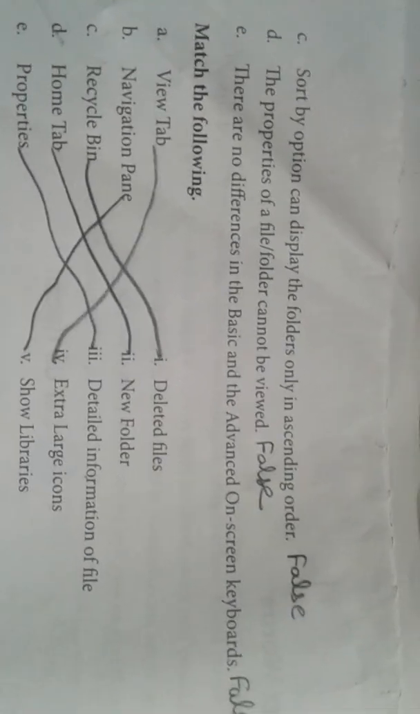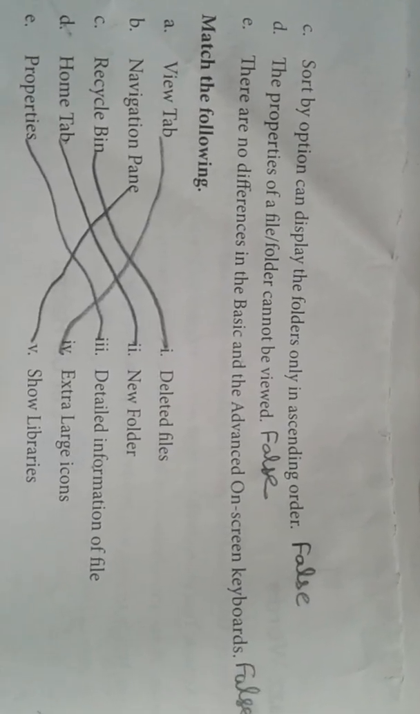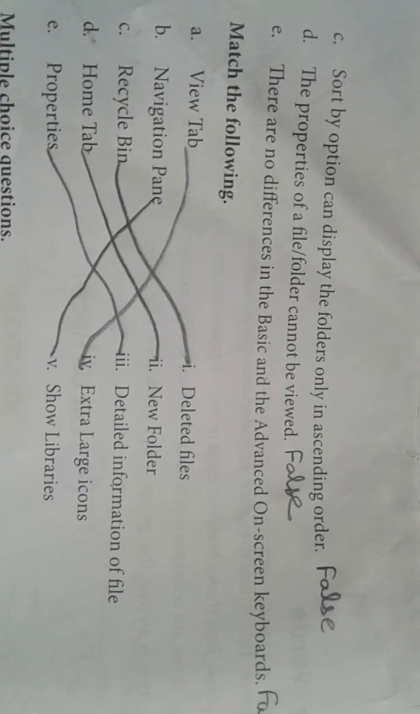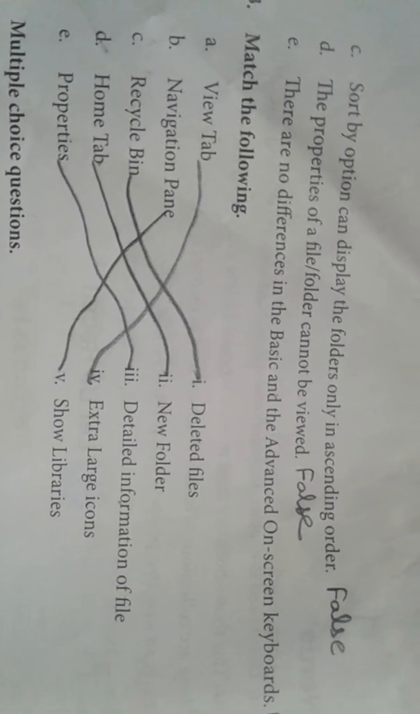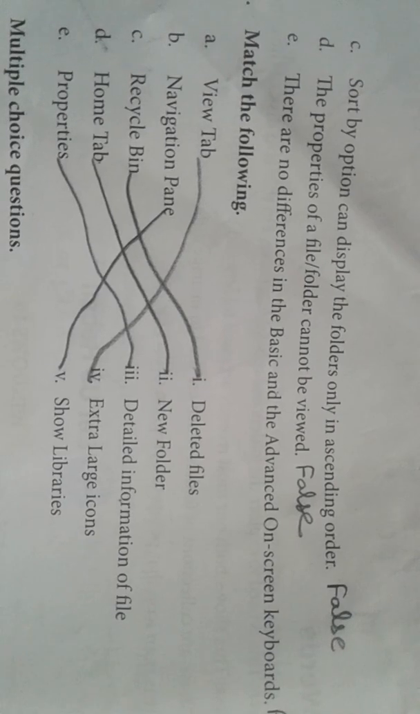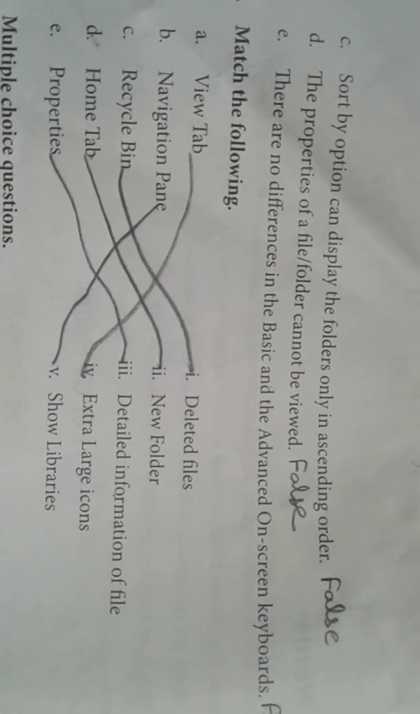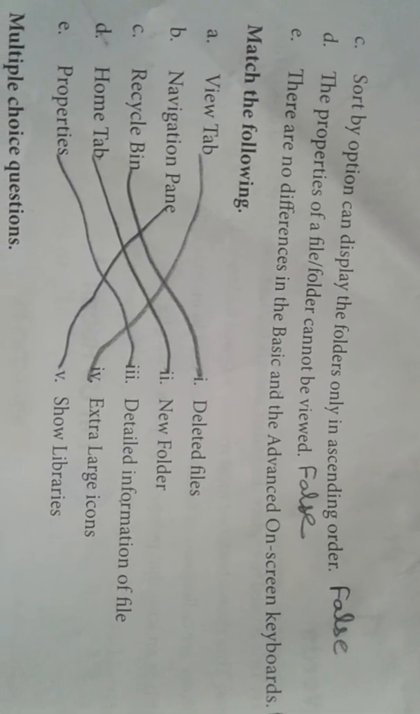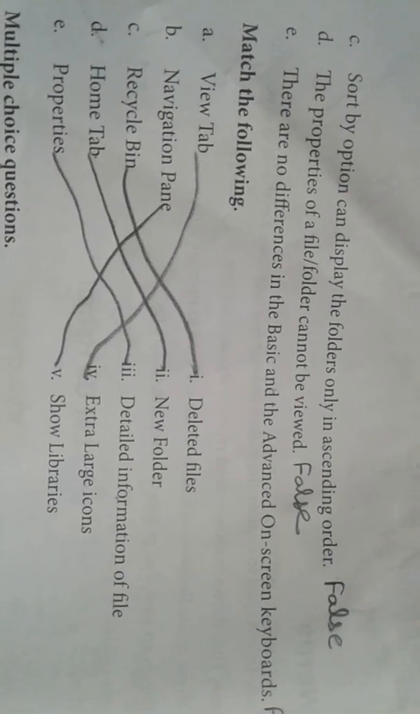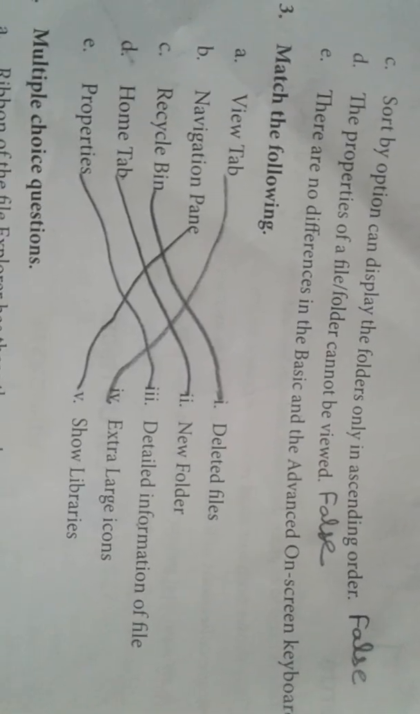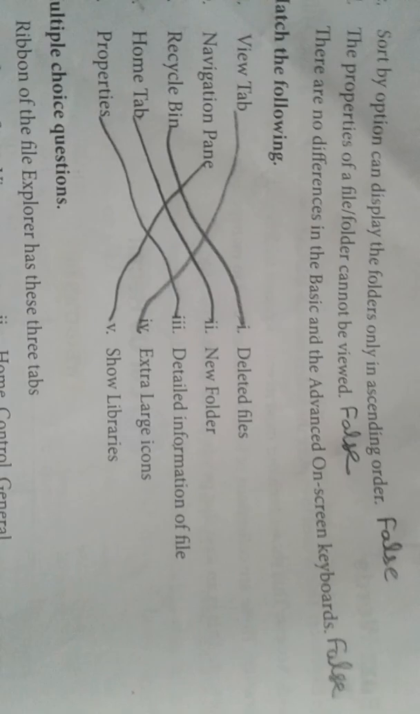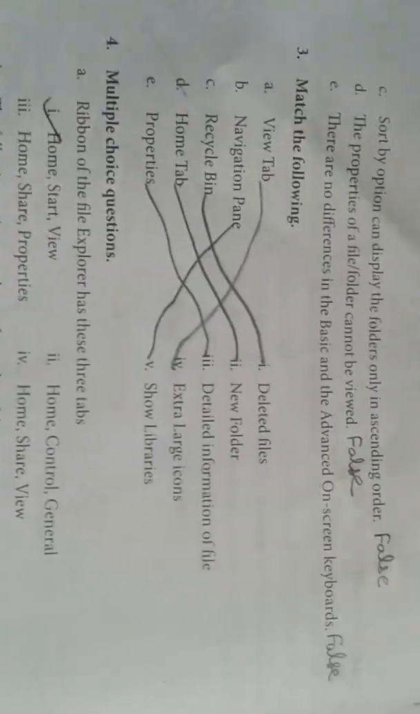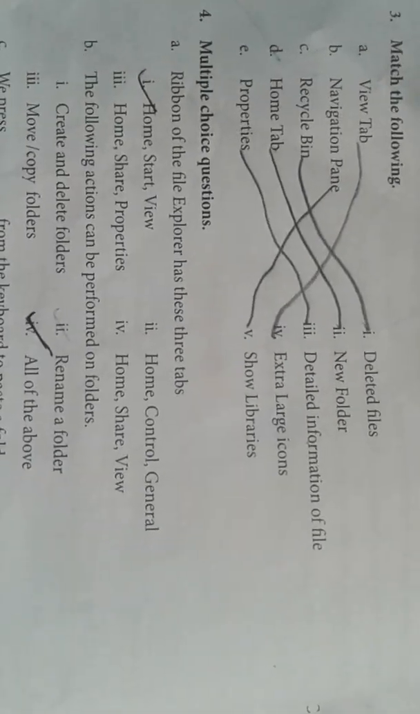Sort by option can display the folder only in ascending order. False, because they display the folders in descending order also. The properties of a file and folder cannot be viewed. False, we can view the properties of a file and folder. There is no difference between the basic and the advanced on-screen keyboard. False, there is a very big difference between the basic and advanced on-screen keyboard.